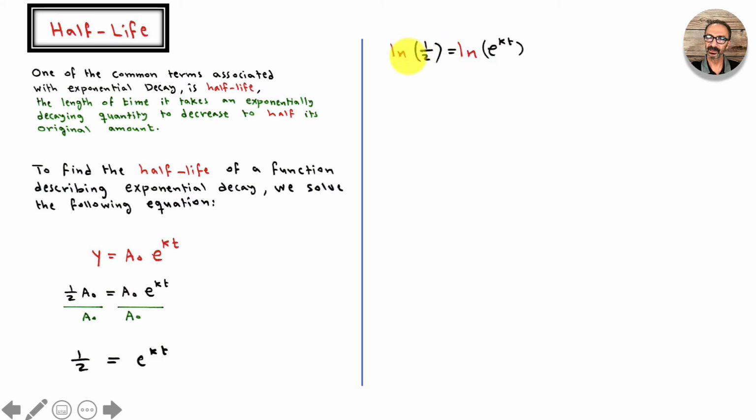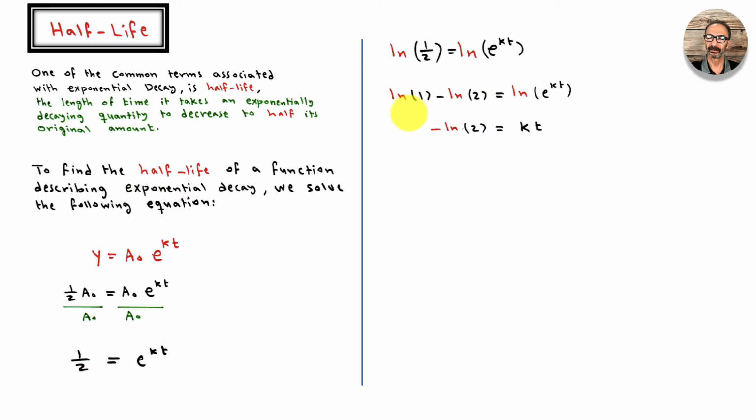We could do this as ln 0.5 and keep it, or we could apply the quotient rule for logs, ln 1 minus ln 2. On the right side, kt is going to go up front. When you bring it up front, it's going to be kt times ln e, where ln e is 1. But ln 1 is 0.